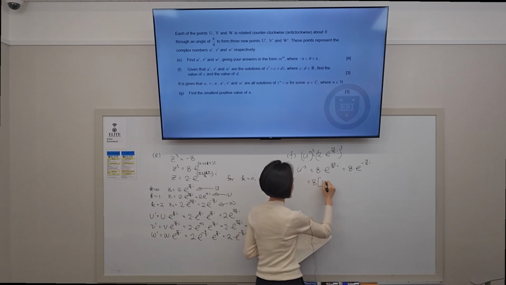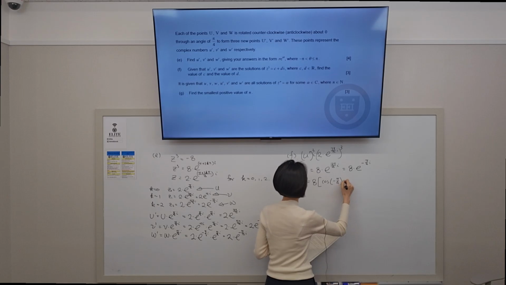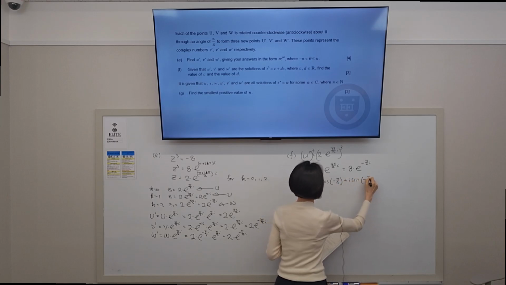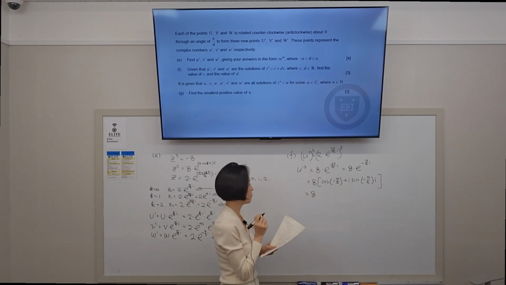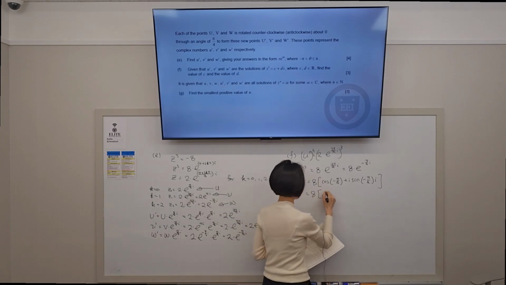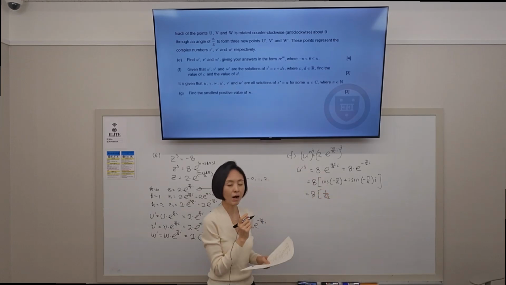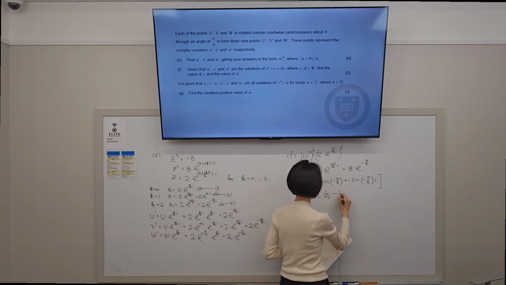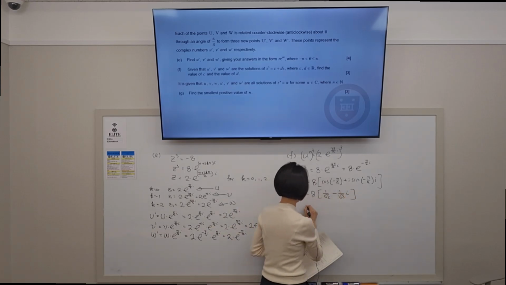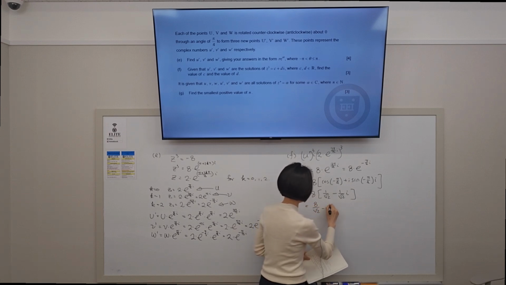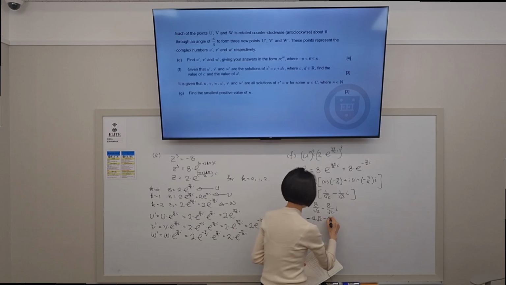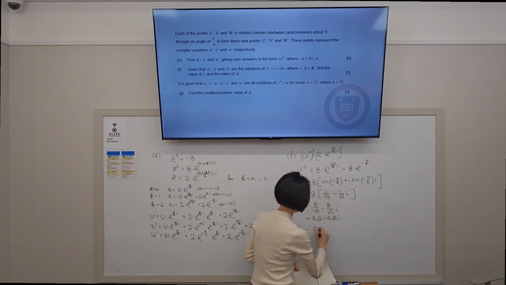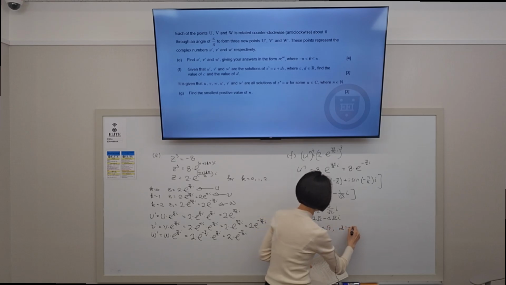You can rewrite it as cos negative pi over 4 plus i sine negative pi over 4. And since cos negative pi over 4 is 1 over root 2, and sine negative pi over 4 is negative 1 over root 2, so that's 8 over root 2 minus 8 over root 2 i. If we rationalize it, then we get 4 root 2 minus 4 root 2 i. Therefore, C equal to 4 root 2, D equal to negative 4 root 2.